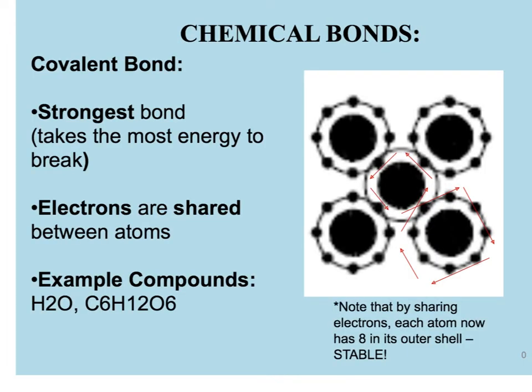All right, so let's look at covalent bonds. Covalent bonds, you need to know, are the strongest bonds. It takes a lot of energy to break the bonds between molecules that are formed from covalent bonding. In a covalent bond, again, just remember covalent bonds are formed when electrons are shared between atoms. Examples of compounds that have this type of bond: water, glucose.